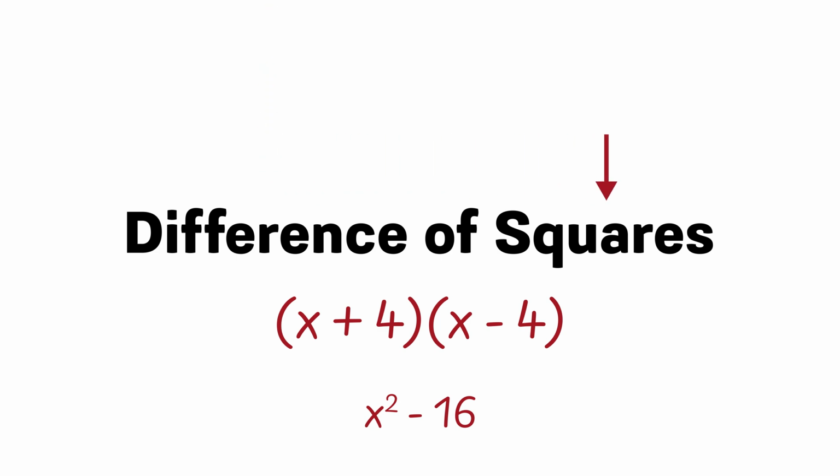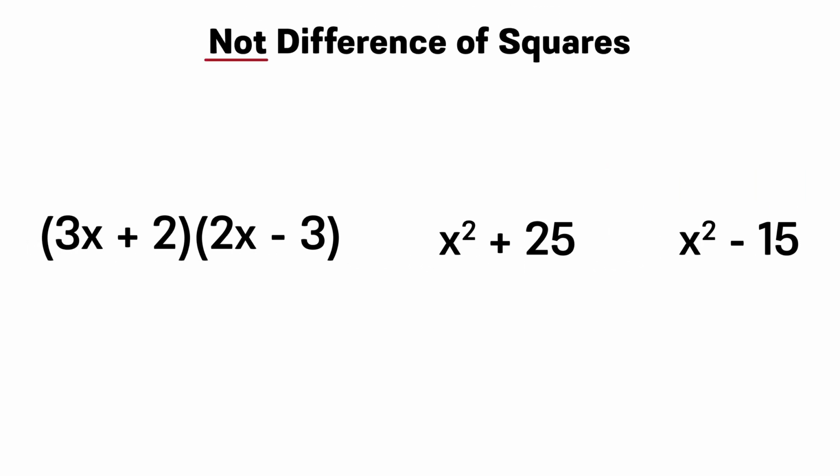And the word squares comes from the fact that there is a perfect square both in the front of x and at the end of the equation. Therefore, to end this video, I'm going to leave you with 3 examples that are not difference of squares. Can you figure out why each one is not?